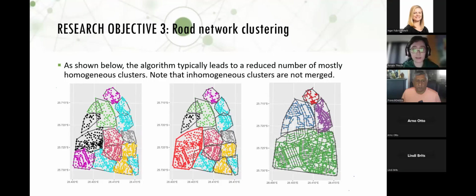And that little cluster at the top, which is purple in the first two images and red in the last one, that one was never merged. That's because it is heterogeneous to begin with. So it doesn't even consider any heterogeneous clusters for merging because they're already not homogeneous.